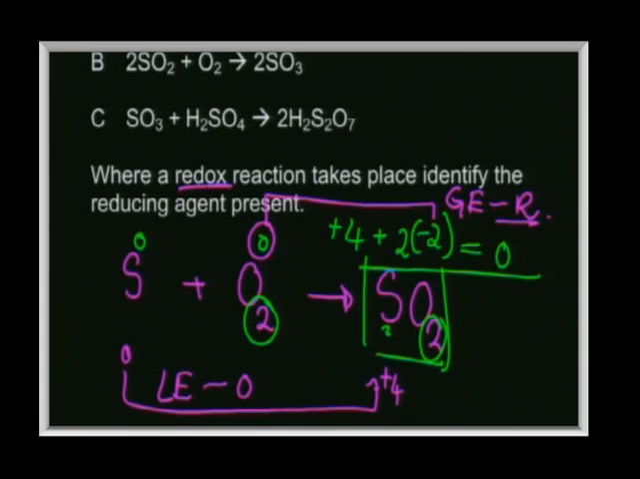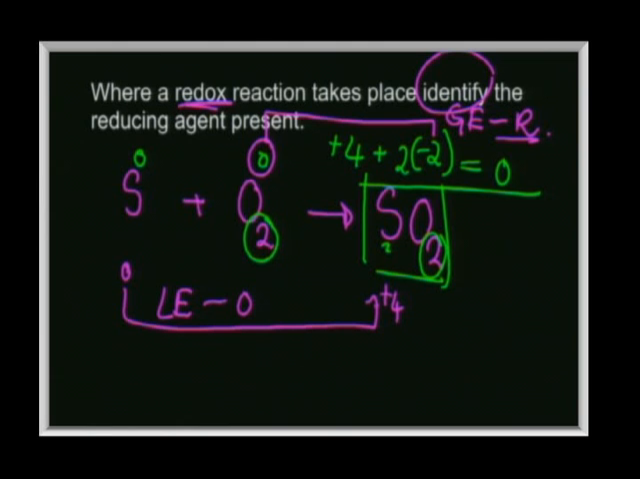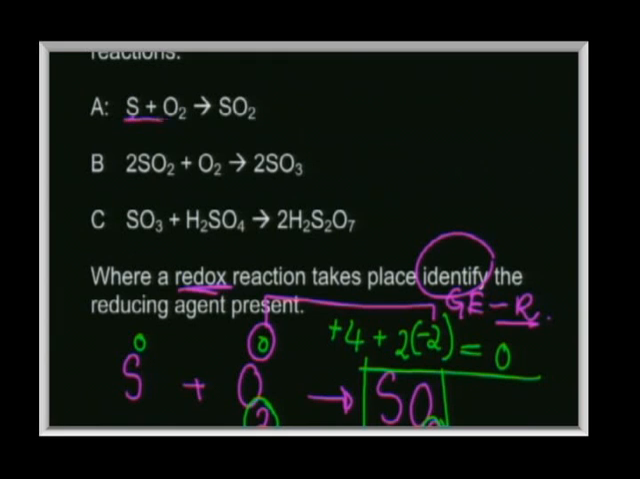They ask us where we find a redox reaction to go and identify the reducing agent. Now remember, the reducing agent is the one that undergoes oxidation. Which one underwent oxidation in this case? Well, the sulfur is the one that lost electrons. So for this reaction over here, sulfur is your reducing agent.